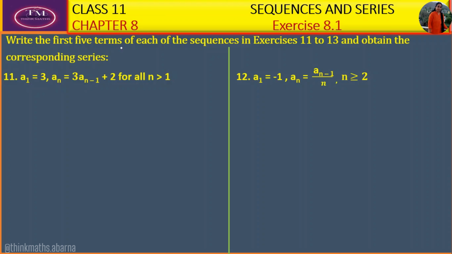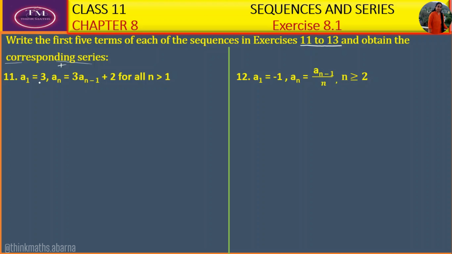Write the first 5 terms of each of the sequences in exercises 11 to 13. So from problem 11 to problem number 13, we have to find out the first 5 terms and obtain the corresponding series. So as in the first problem, we have to find out a1, a2, a3, a4, a5 and we have to write the series. Series means in between the terms we should put plus sign. Okay, but we should not add it. Just you have to put plus sign. Okay. Now here 11th one.